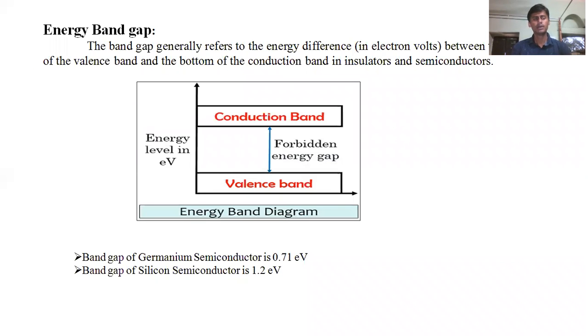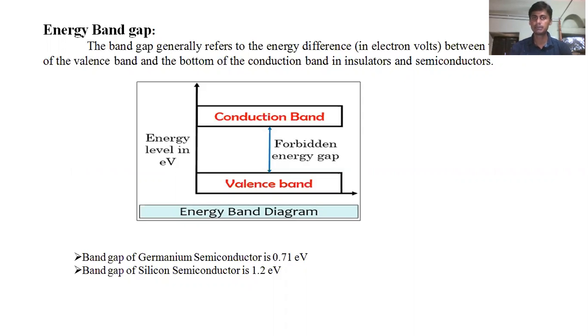Next, what is the energy band gap? The band gap generally refers to the energy difference, in electron volts, between the lower part of the valence band and the bottom of the conduction band in insulators and semiconductors. So this is the energy band gap diagram.